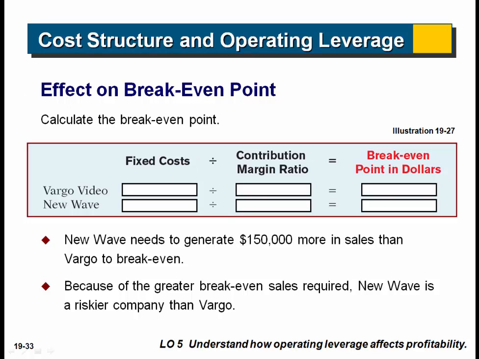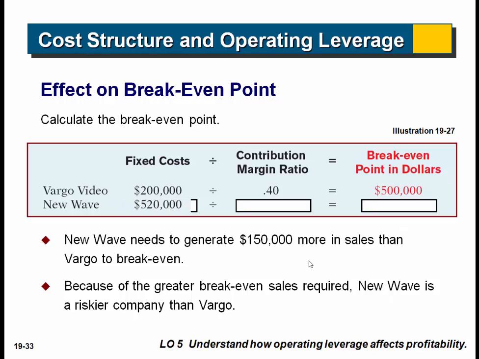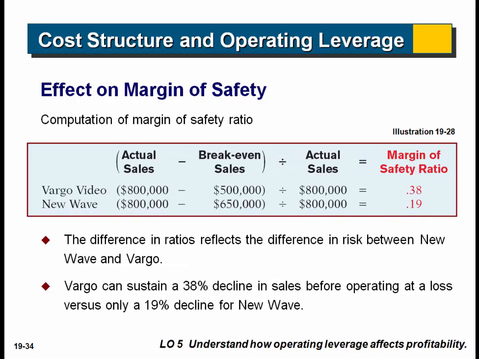So what are the break-even dollars? What are the break-even dollars? And we're looking at sales dollars here. For Vargo, it's 500,000, relatively low. But for New Wave, because they have such a high contribution margin and a high fixed cost, their break even is much higher. But once New Wave achieves the break even, then they are golden and they will make money and their profits will go up much faster.